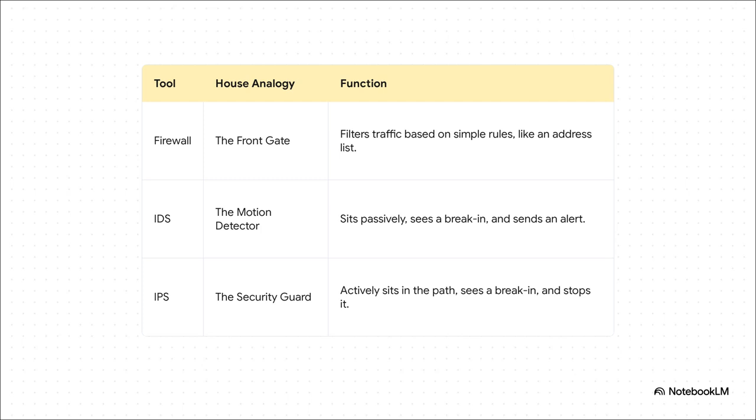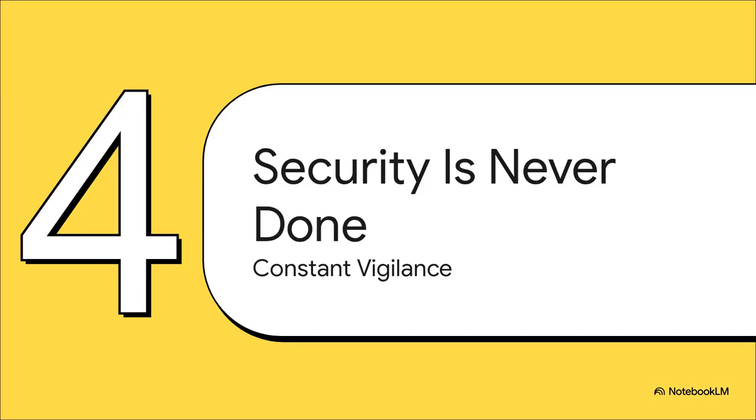And finally, we have the IPS, or Intrusion Prevention System. And this is where the difference is key. An IPS isn't a passive alarm. It's the actual security guard standing right in the doorway. It actively inspects everything trying to get in, and if it sees an attack, it blocks it right there on the spot.